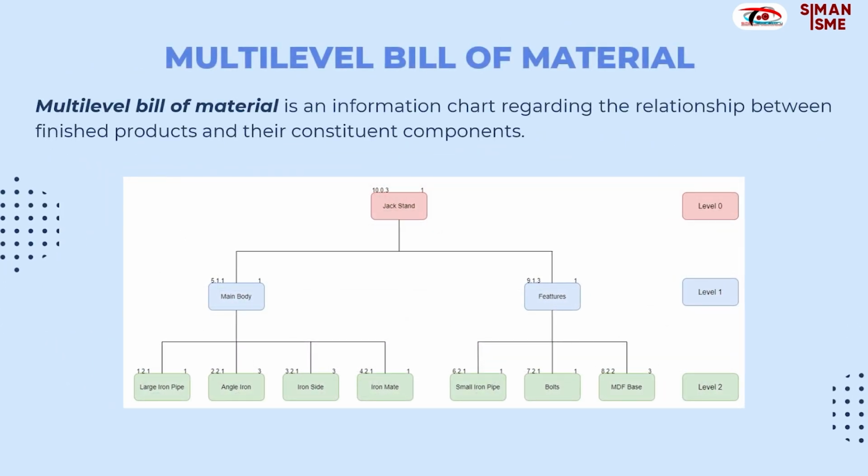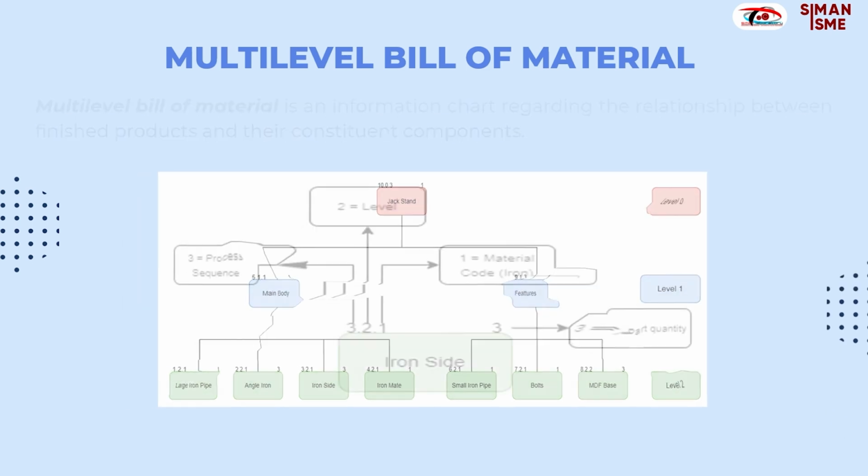So next, from a table, we move on to the multi-level tree bill of material. Here it is represented in a tree form. The lowest components are placed at level 2, then assembled into a sub-assembly at level 1, with the main product at level 0. Each number on the tree corresponds to information explained in the next slide.